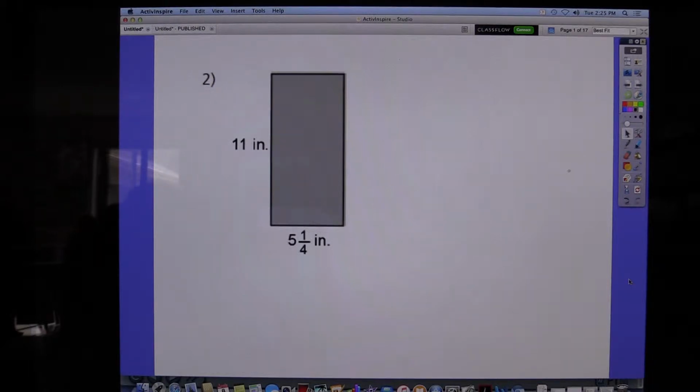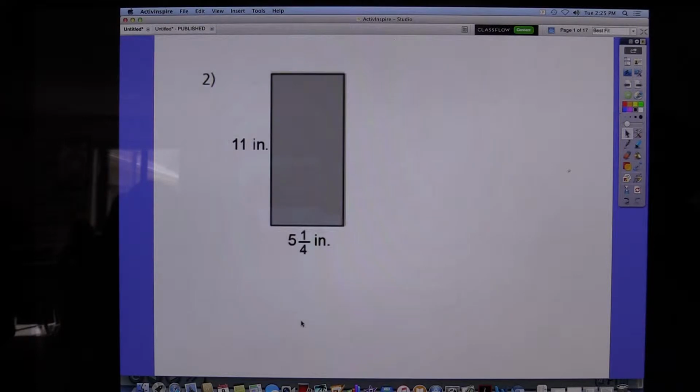I wanted to make this video today because my students are having to find the area of various types of polygons, and I wanted them to have a video that they could refer to in case they need help with their homework tonight.